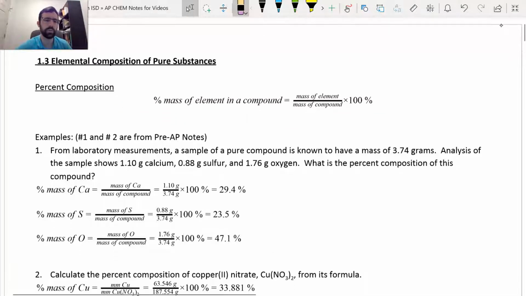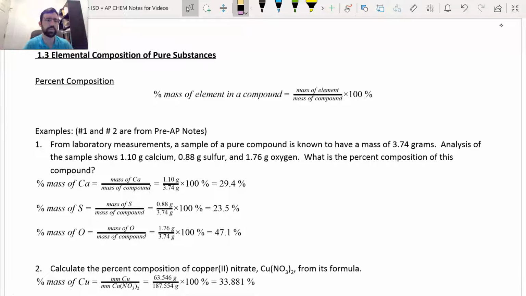We're going to go through just a little bit of a review of what we did last class, the elemental composition of pure substances. We did the first page. I'm not going to go back through it, but just to remind you what it was. We talked about this formula for the percent mass of an element in a compound, and a few different ways we can do it.